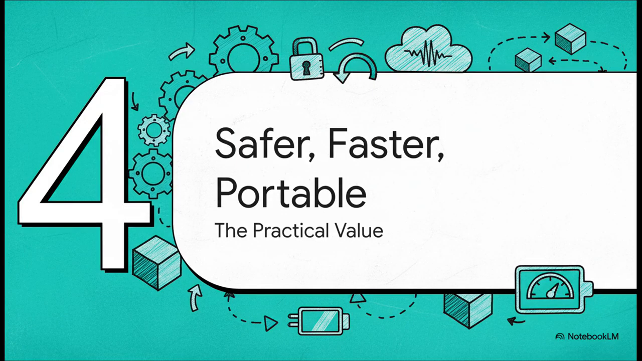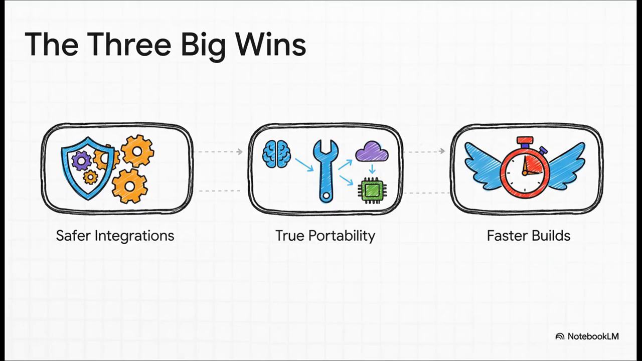Okay, so we've covered the what and the how. Now for the most important part. Why does this matter to you, the person actually building stuff? What are the direct benefits here? It all comes down to these three massive wins. First, your integrations are just plain safer. The strict schemas act like a guardrail, right? They prevent the AI from using your tool in ways you didn't intend, or in ways that could be dangerous.